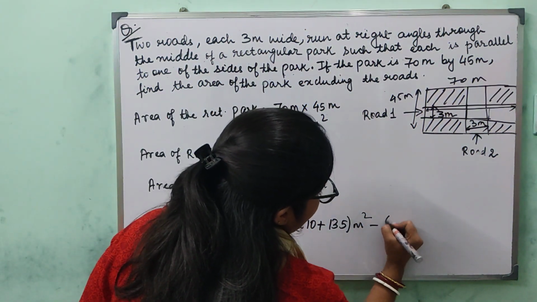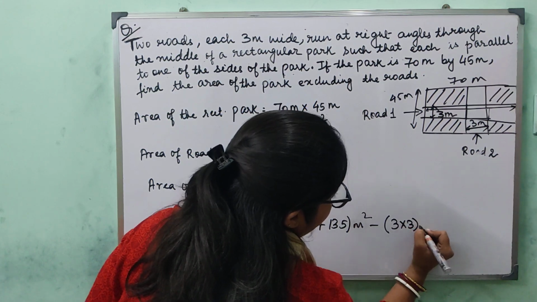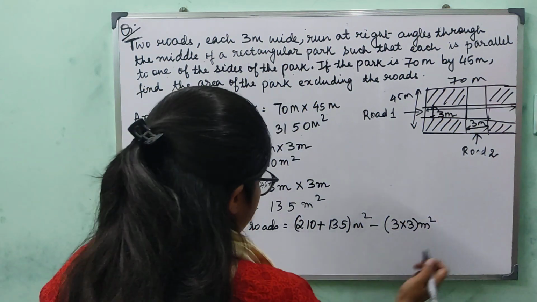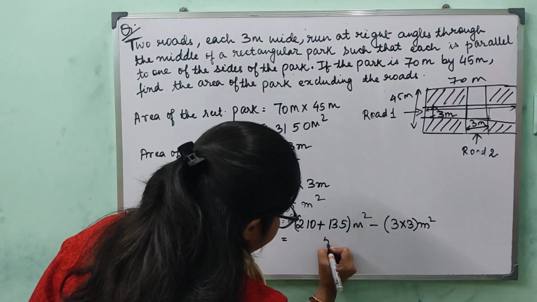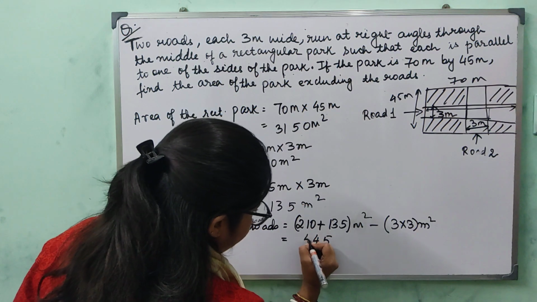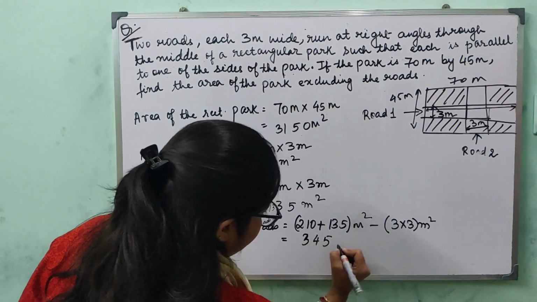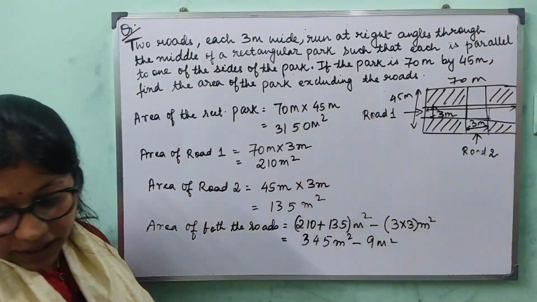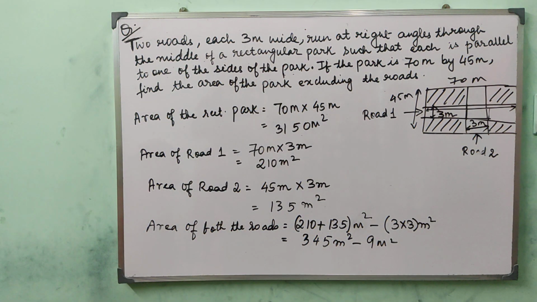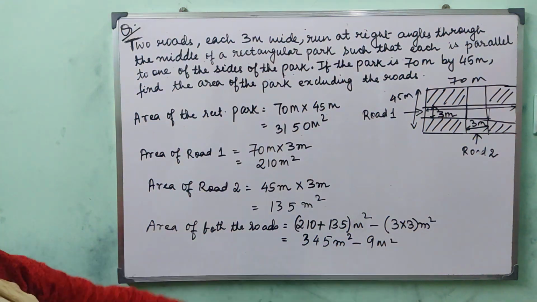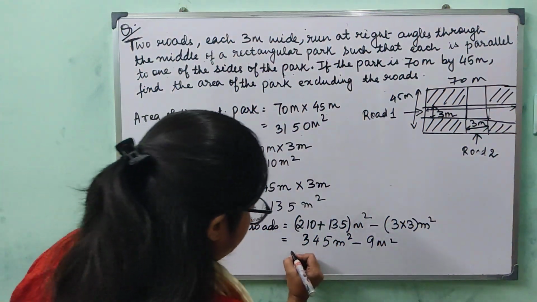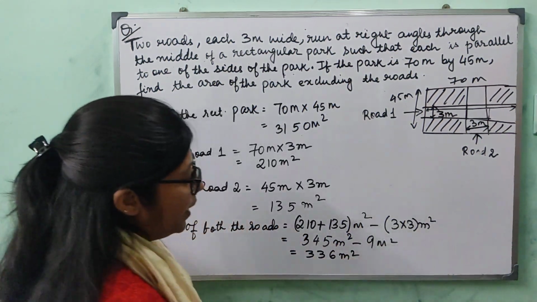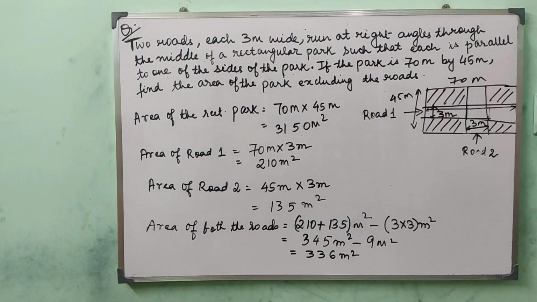So the area of the common portion will be 3 into 3 meter square, because the area of a square is side square. So 3 into 3 meter square. So this is equal to 345 meter square minus 9 meter square, which is giving me 336 meter square. So this is the area of both the roads.